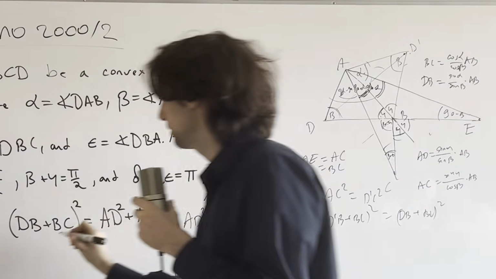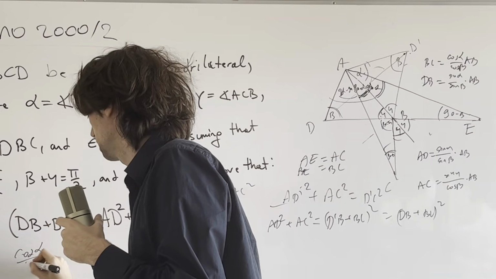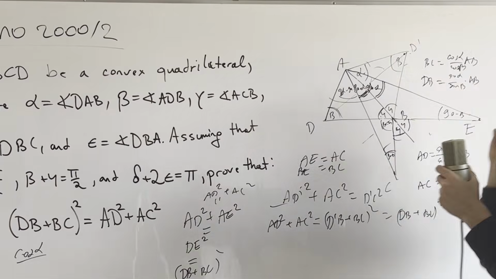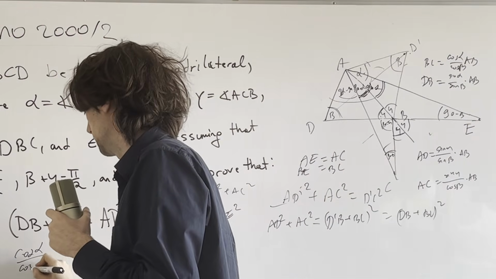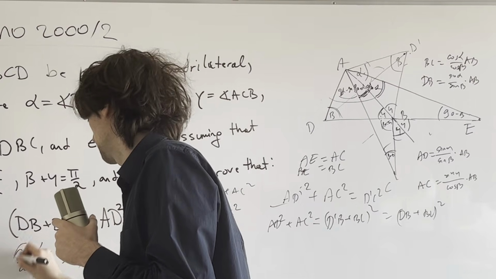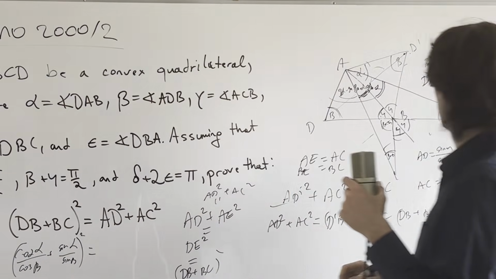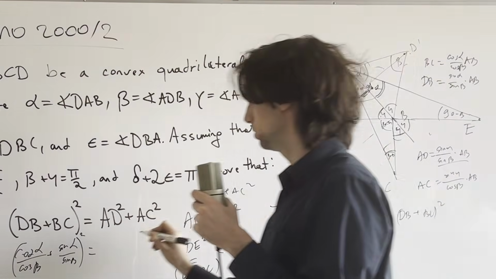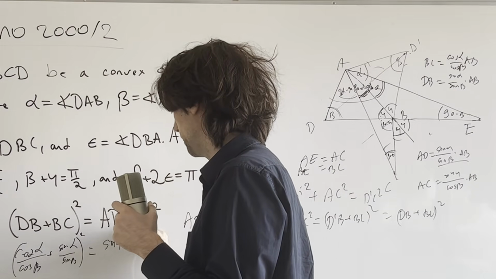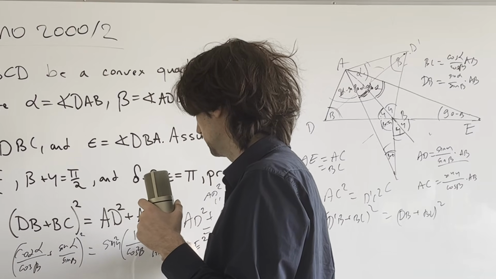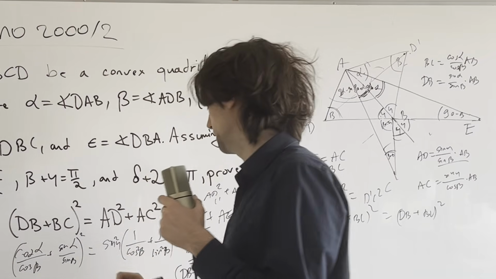We get cosine of alpha over cosine of beta, squared, plus sine of alpha over sine of beta, squared, needs to be equal to sine of gamma over sine of beta, and sine of gamma over cosine of beta. Okay, so sine of gamma squared times 1 over cosine squared of beta plus sine squared of beta.